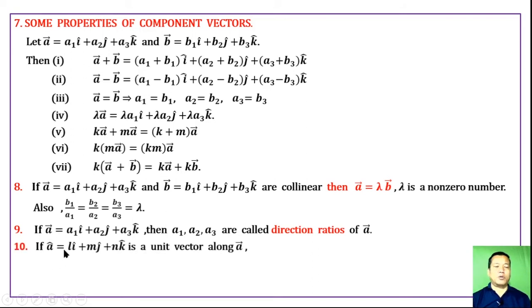If a cap equals l times of i cap plus m times of j cap plus n times of k cap is a unit vector along a vector, then l, m, n are called direction cosines of a vector. The components of a unit vector in i, j, k are the scalar components l, m, n, which are the direction cosines of the vector.